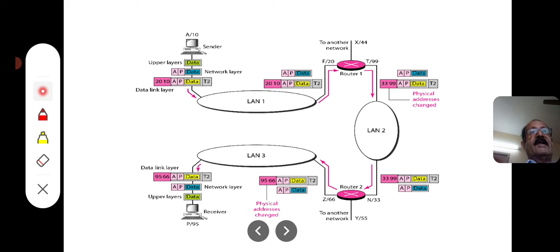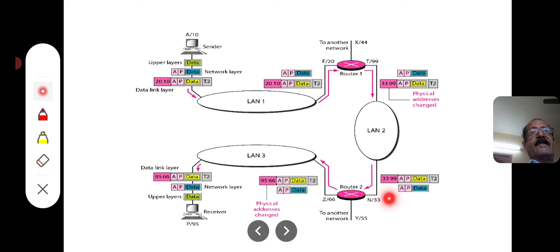See, again, physical addresses are changed. 99 is written. 99 is the next router input side physical address. 99 to 33. 99 is this one. 33 is this one, router 2 input side. N is the IP address. 33 is the physical address.